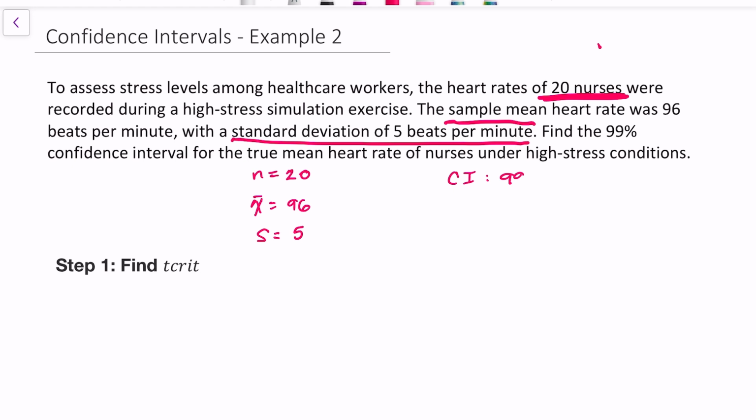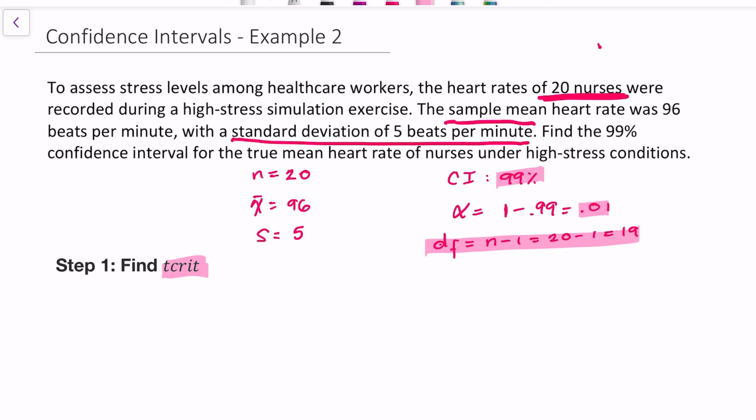99%. If we wanted to find the alpha here, it would be 1 minus 0.99. That would be 0.01. We are also going to need our degrees of freedom. That is n minus 1, 20 minus 1, 19. From here, we're going to need the degrees of freedom, and we're going to need either the confidence level or the alpha to find the T critical.